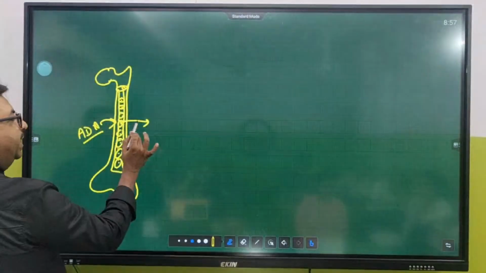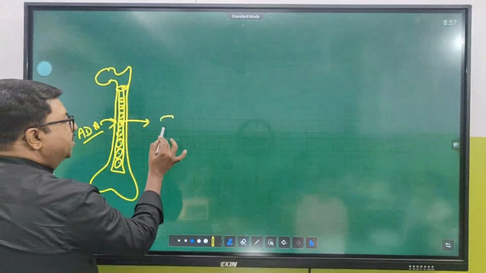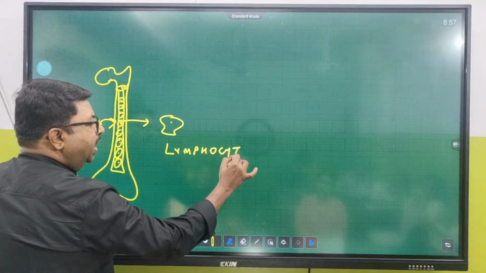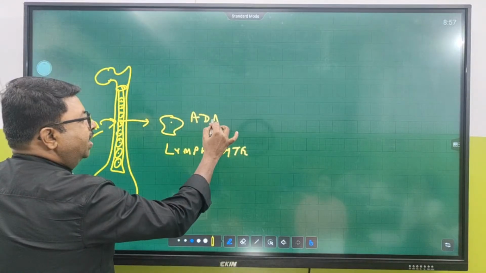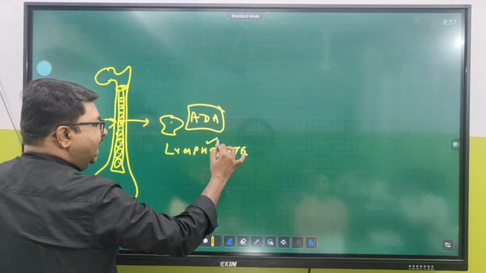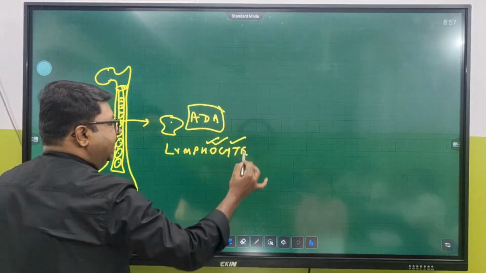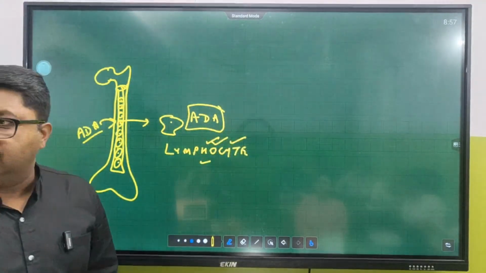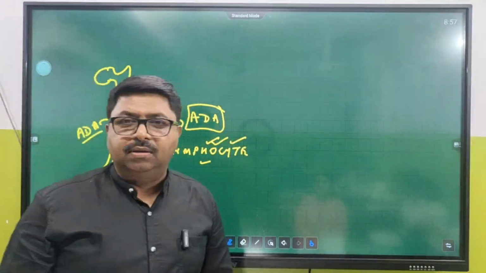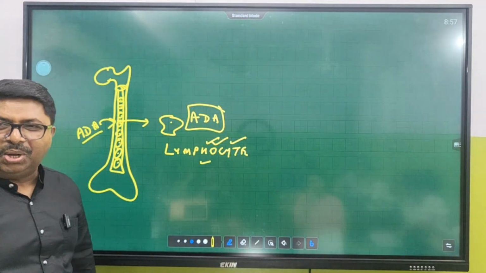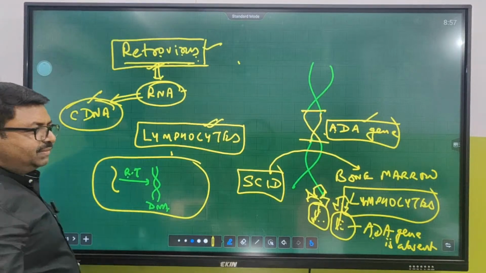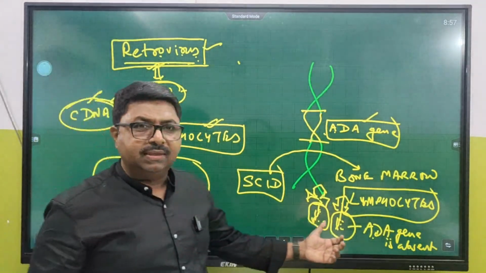Got the point? And then inside the body they are going to create normal lymphocyte cells with ADA or no ADA? So with ADA, they are going to show some adaayein. Good. Now, you have got the ADA gene.